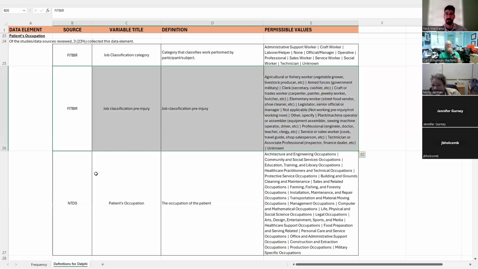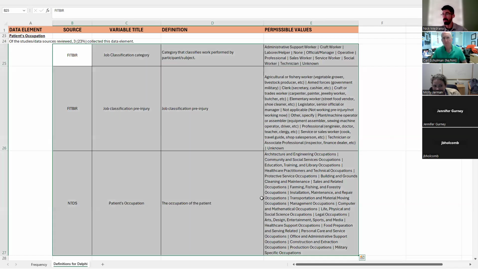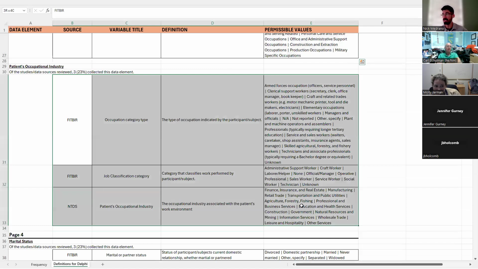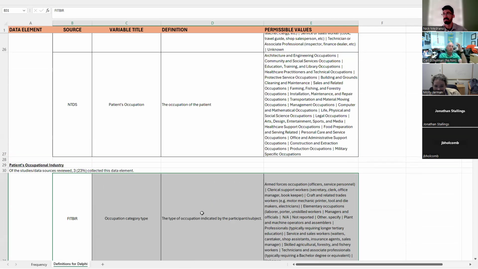So, as you brought up, if we want to potentially look at all 3 definitions here and 3 definitions here, and then go with one that we feel deals with occupation, we can definitely do that as well. But now we're talking NTDS version 6. Yeah, go ahead, Dr. Stallings.